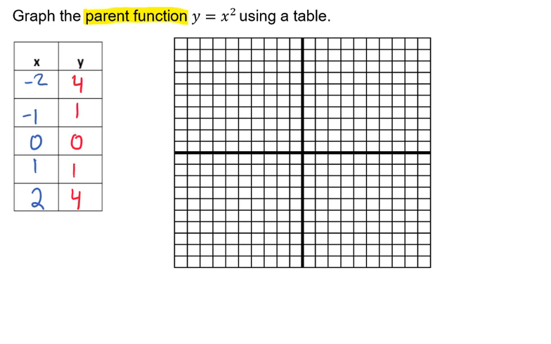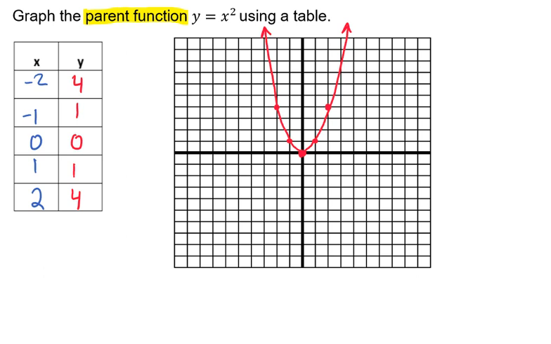And you might notice that we have some repeating numbers here. It's still a function because even though our y's repeat, the x's don't. And so we're going to go ahead and graph these points now. So we're going to graph (-2, 4), (-1, 1), (0, 0), (1, 1), and (2, 4). To finish our graph, we're going to make a nice smooth curved line there. And so this is what our parent function looks like.